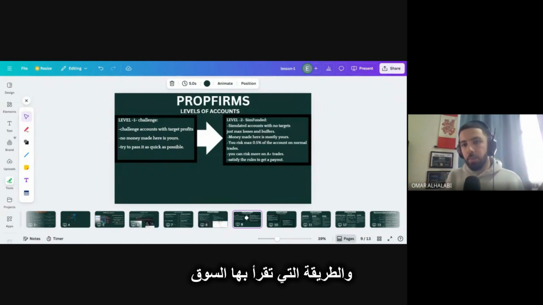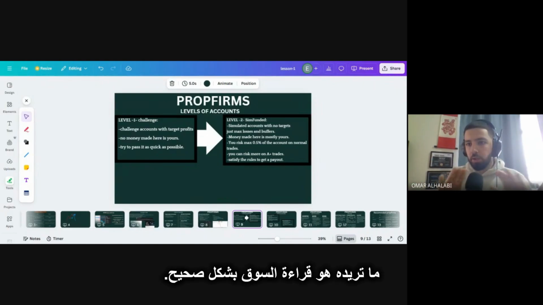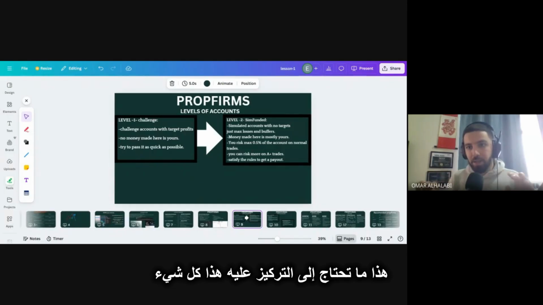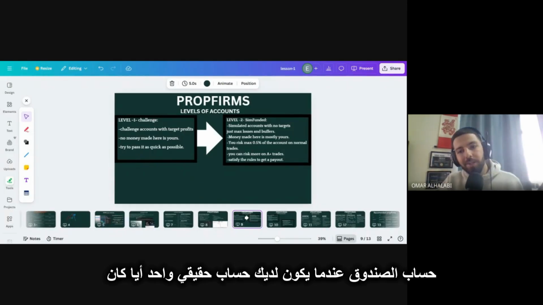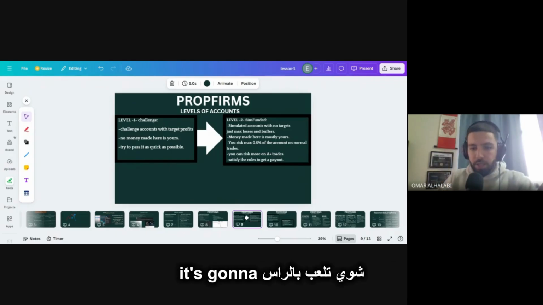حيخربوا لك the way you read the market. انت بالنهايه what you want is to read the market correctly. That's what you need to focus on. That's it. But when you have one fund account, when you have one live account, whatever, it's gonna شوي تلعب بالراس.